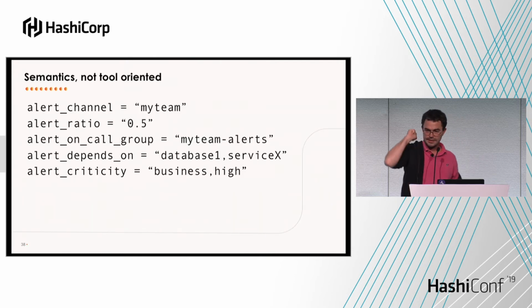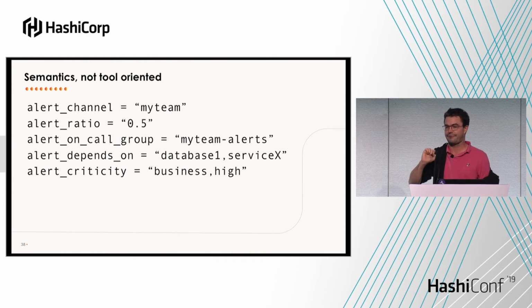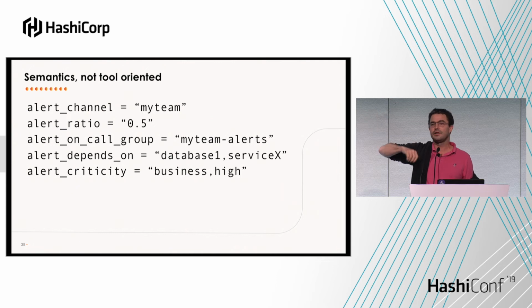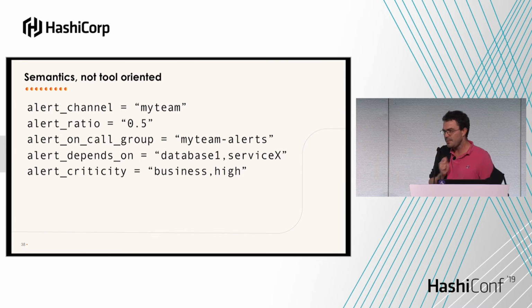So the other idea is, let's put in semantics. Don't use tool-oriented stuff. You just say, I want my alert ratio to be 0.5. That's fine. But putting in some tool-specific stuff, such as Prometheus alerting something or whatever, is probably not a good idea. Why? Simply because, first, the users don't have to know anything about the tools you are using.